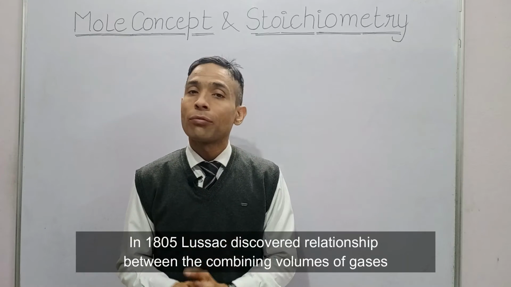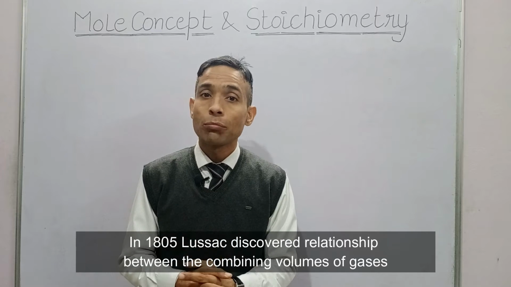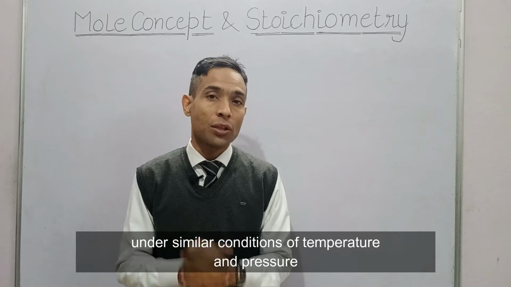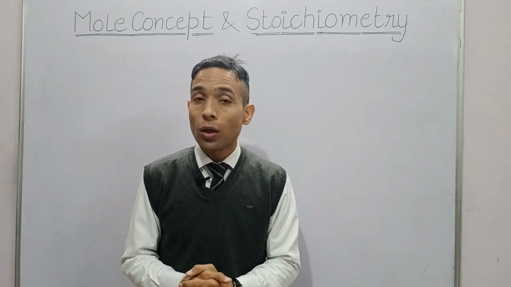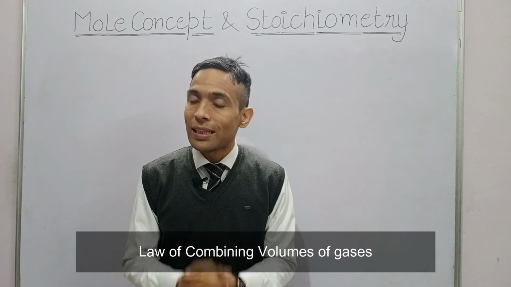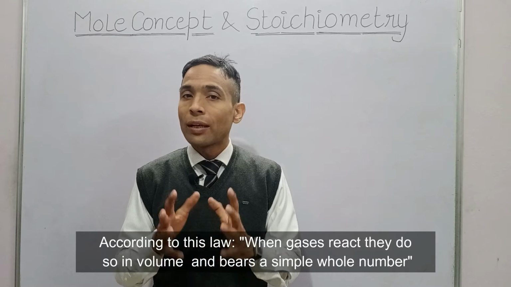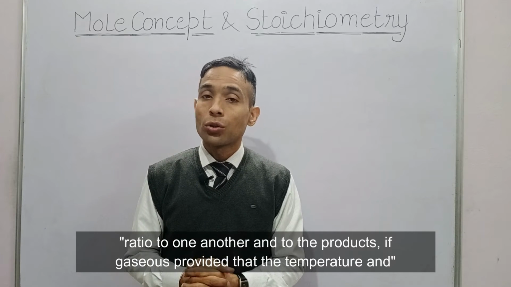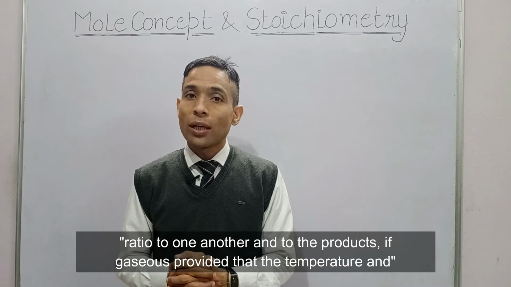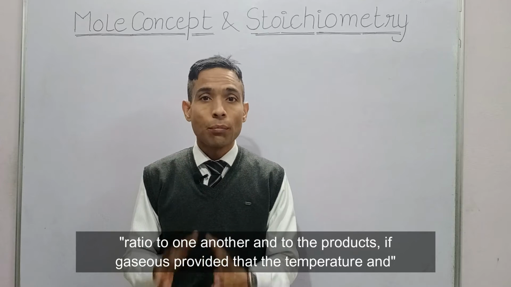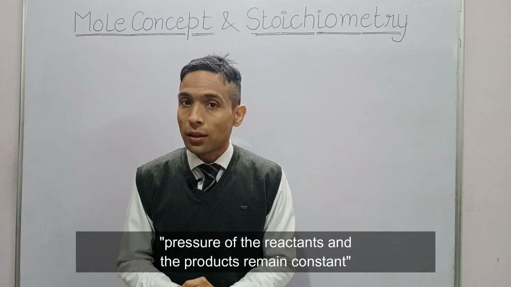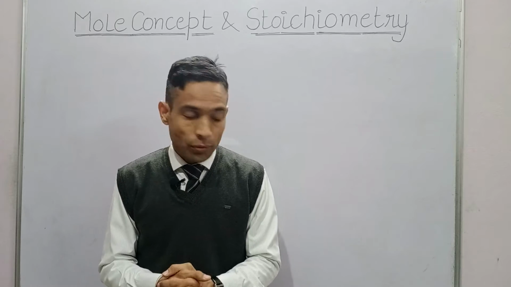In 1805, Lussac discovered a relationship between combining volumes of gases under similar conditions of temperature and pressure. He gave a law which is also called the law of combining volumes of gases. According to this law, when gases react, they do so in volumes that bear a simple whole number ratio to one another and to the products if gaseous, provided that the temperature and pressure of the reactants and the products remain constant.